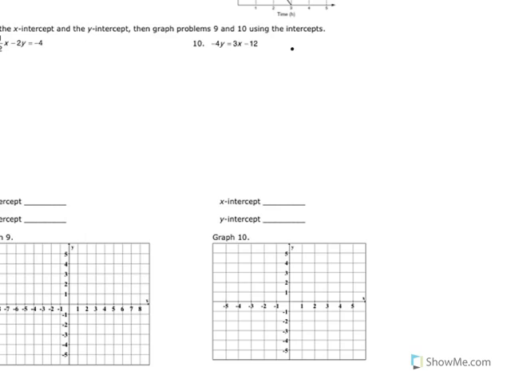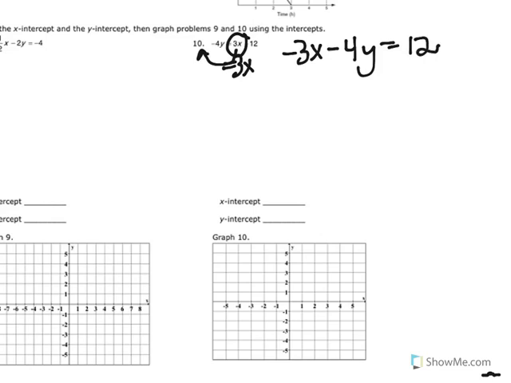Okay, so here's our problem. We have -4y equals 3x minus 12. Now I'm going to suggest to find the x and y intercepts, let's take this 3x and move it back over and put this into standard form. So I'm going to subtract 3x, and so that's going to be -3x minus 4y equals 12.